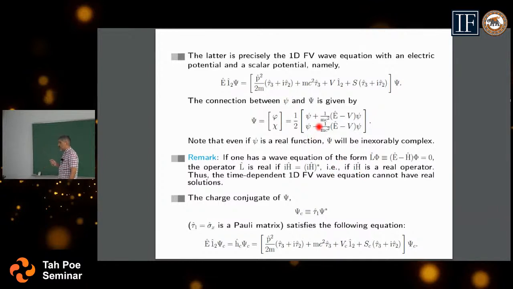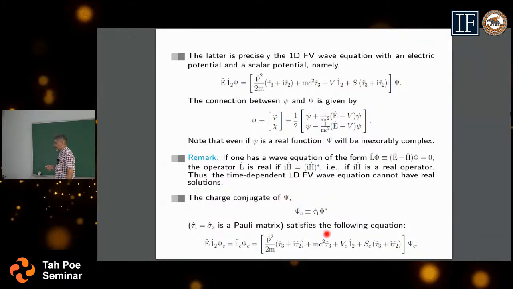Okay, but we have a problem. C is every time complex. C is inexorably complex, in fact. Let me do a remark here. It's a theorem. If you have a wave equation of this form, the operator L is real just when this is real. So if AH is a real operator, the solution can be written real. Obviously, the Schrodinger equation cannot satisfy this formula, so that's the reason you cannot get a real solution for the Schrodinger equation.